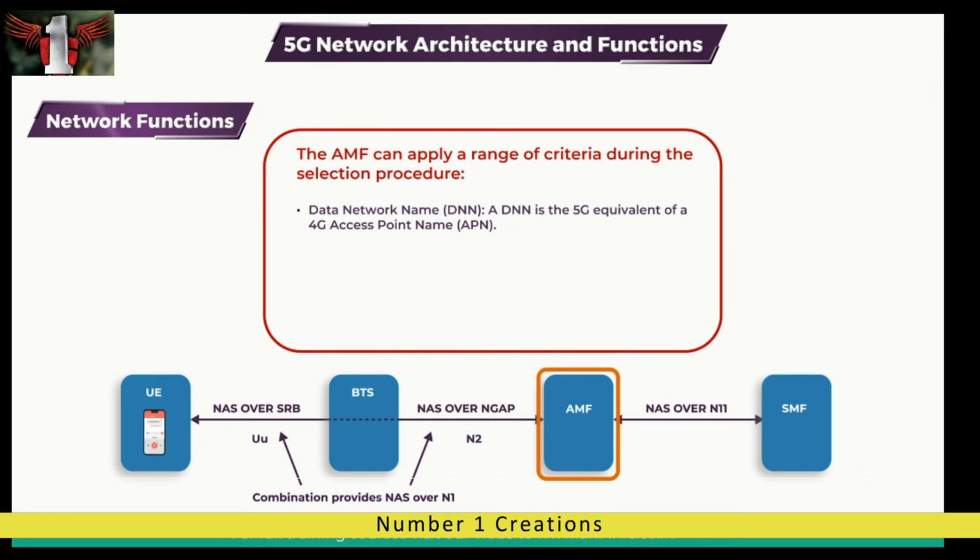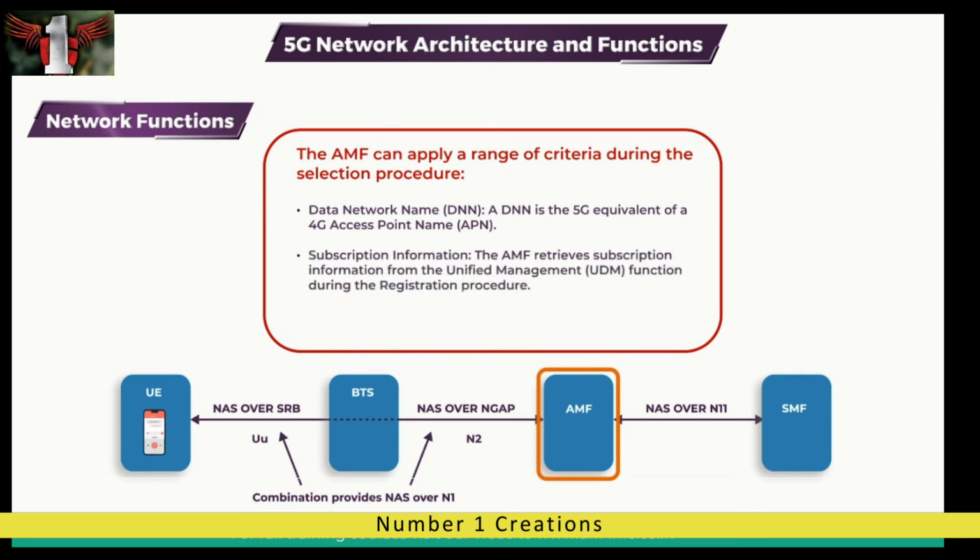It refers to the data network to which the PDU session provides connectivity. For example, there may be a DNN for connectivity towards the public internet. A specific SMF may be configured to support a specific set of DNN. Second, subscription information. The AMF retrieves subscription information from the Unified Data Management (UDM) function during the registration procedure. This can include information regarding the set of subscribed DNN.